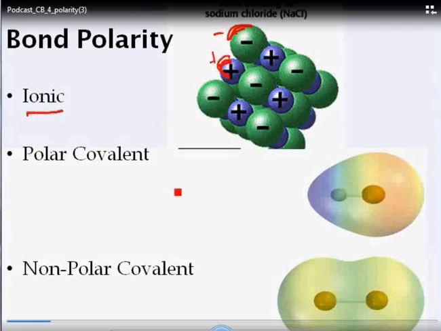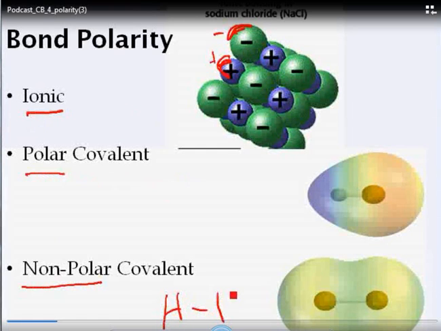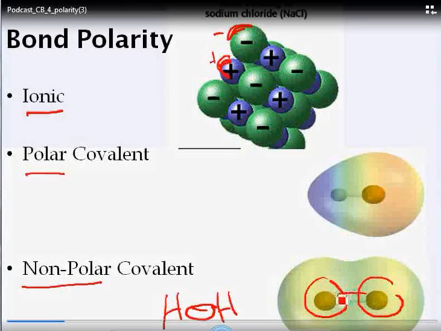Then you have two different types of covalent bonds. You can have a polar covalent or a non-polar covalent. Let's actually start with the non-polar covalent. This would be if I have two atoms of the same element. Those atoms are going to share those electrons equally. They're going to have the same amount of pull. It's going to be a symmetrical bond. The electrons are going to spend about half the time on each side.